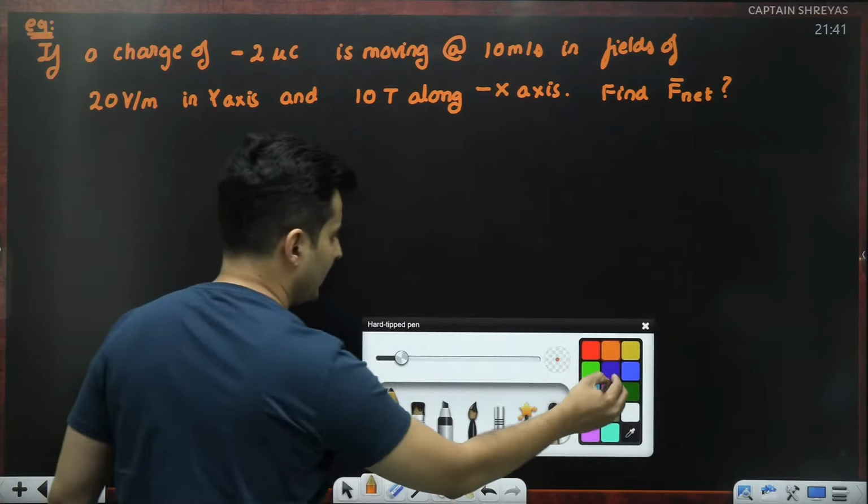It can spend inside the field, number one. If the width is halved for the field, find the deflection as it exits the field. So there are two parts of the question.